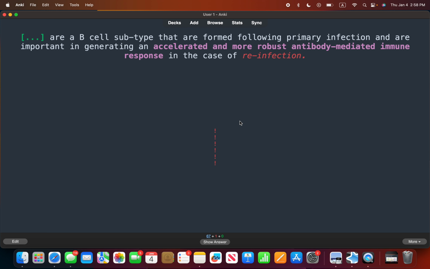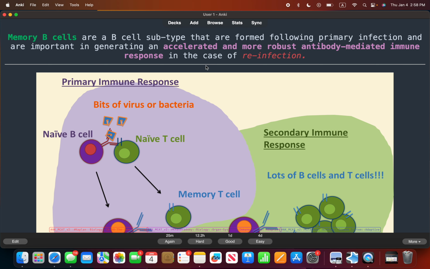A B cell subtype that is formed following primary infection and is important in generating an accelerated and more robust antibody immune response in the case of reinfection should be the memory B cells. Yes. So they are formed following primary infection, the first time that you are infected. Memory B cells are formed, and they are important in generating an accelerated and more robust antibody-mediated immune response in the case of reinfection.